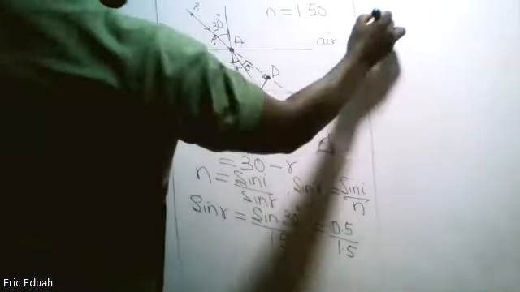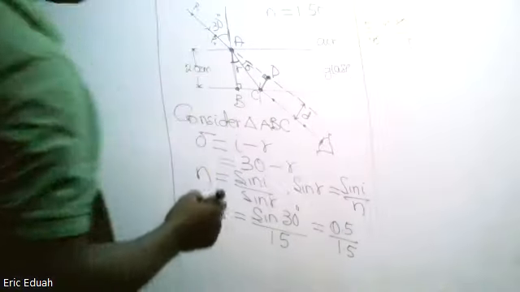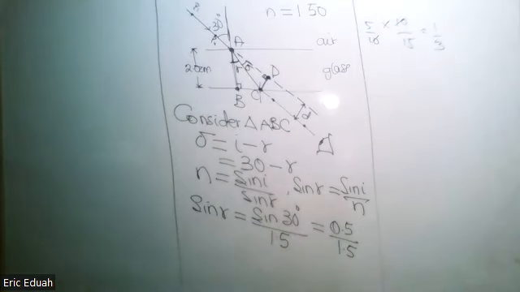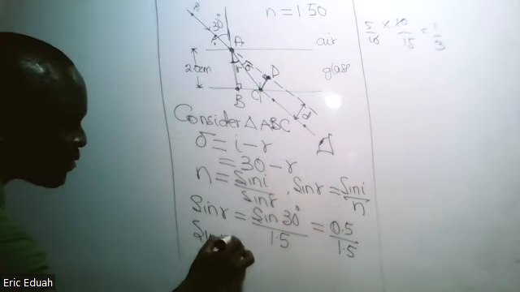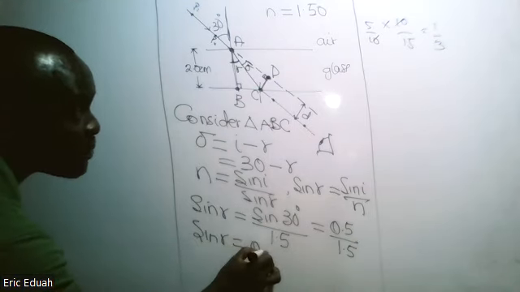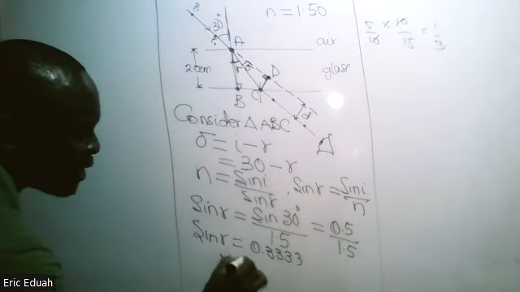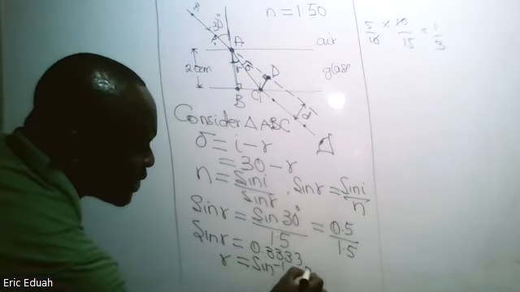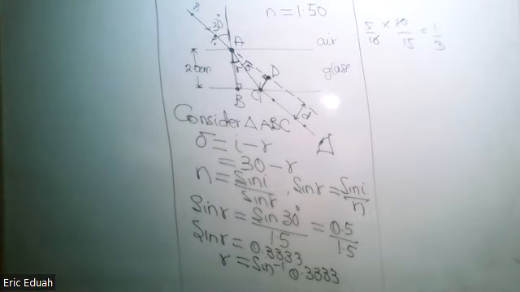Please calculate it for me. 5 on 10 times 10 on 15. Okay, so we have 1 on 3. So sine R is equal to 0.33333 recurring. Therefore, R will be equal to the sine inverse of 0.33333. And Marvelous, what is the sine inverse of 0.333? Help me determine R.